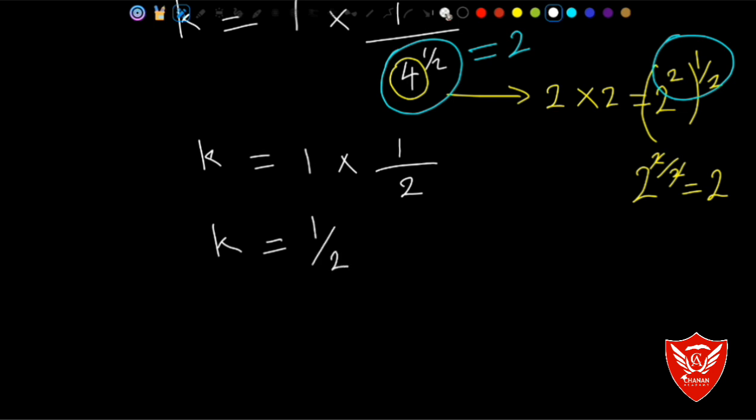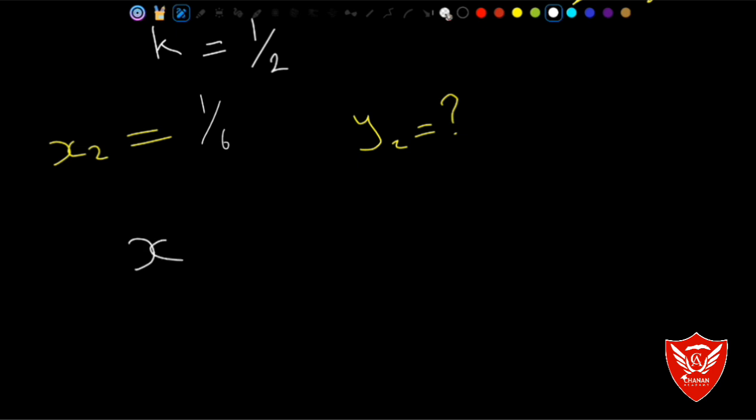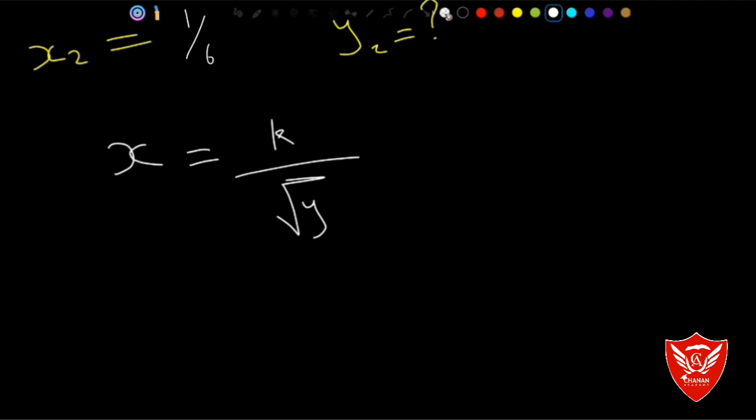Now we have been able to find k, which is the constant of proportionality. But we are also told that x2 became 1 over 6. We are now to find y2. Alright, so x is equal to k over root y. Now our x is now 1 over 6, and we saw k to be 1 over 2, all over the root of y.